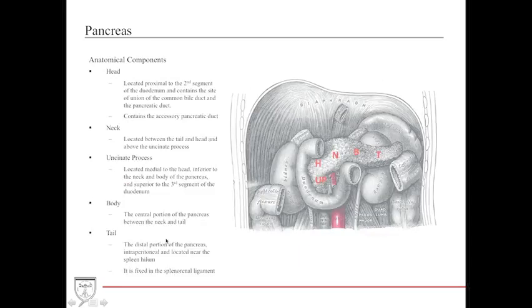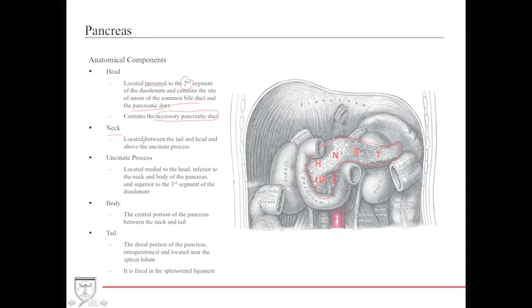So now we're going to go ahead and discuss the anatomical components of the pancreas. The pancreas is a very unique structure. It has a wavy, glandular, fatty, fibrous makeup. It's composed of the uncinate process, the head, the neck, the body, and the tail. The head is very close in proximity to the second segment of the duodenum and contains the union site of the common bile duct and the pancreatic duct. It also contains the accessory pancreatic duct.